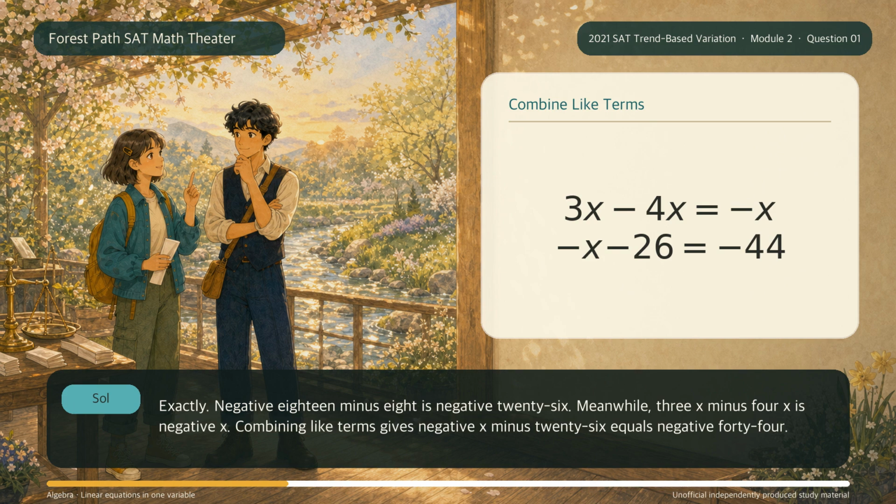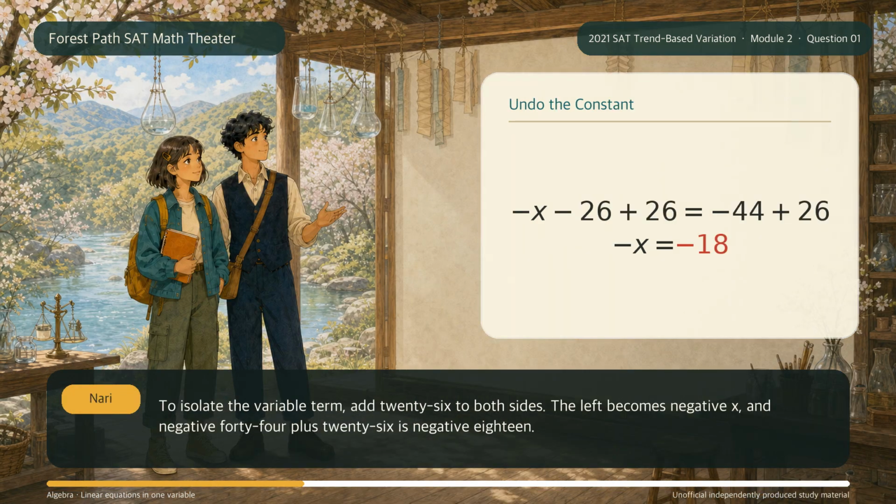Exactly. Negative 18 minus 8 is negative 26. Meanwhile, 3x minus 4x is negative x. Combining like terms gives negative x minus 26 equals negative 44. To isolate the variable term, add 26 to both sides. The left becomes negative x, and negative 44 plus 26 is negative 18.